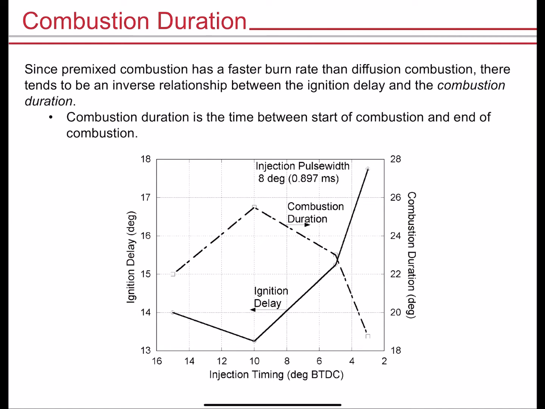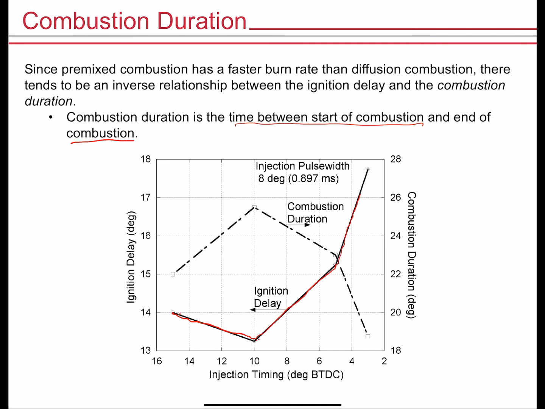Okay, so because, as I mentioned, premix combustion has a faster burn rate than diffusion combustion, there tends to be this inverse relationship between ignition delay and combustion duration. And again, combustion duration is that time between start of combustion and end of combustion. By the way, this plot here is from my PhD dissertation, which is getting kind of old now. I don't want to talk about it. But anyway, the point is that we're plotting ignition delay. So this dark curve here is the ignition delay.